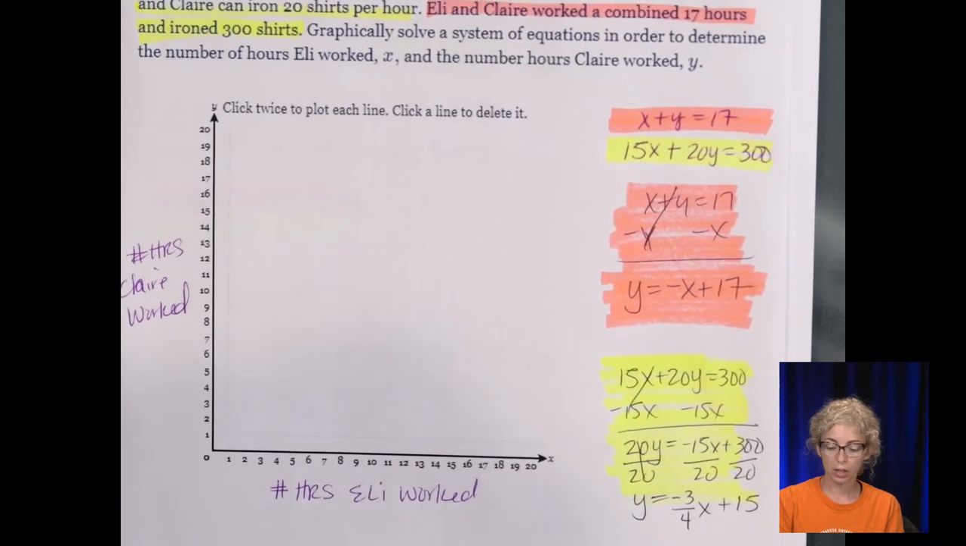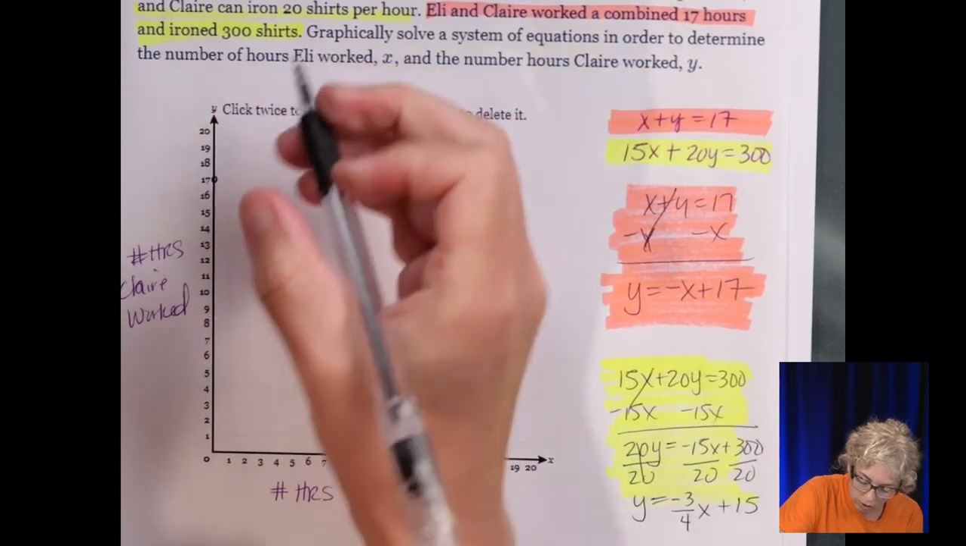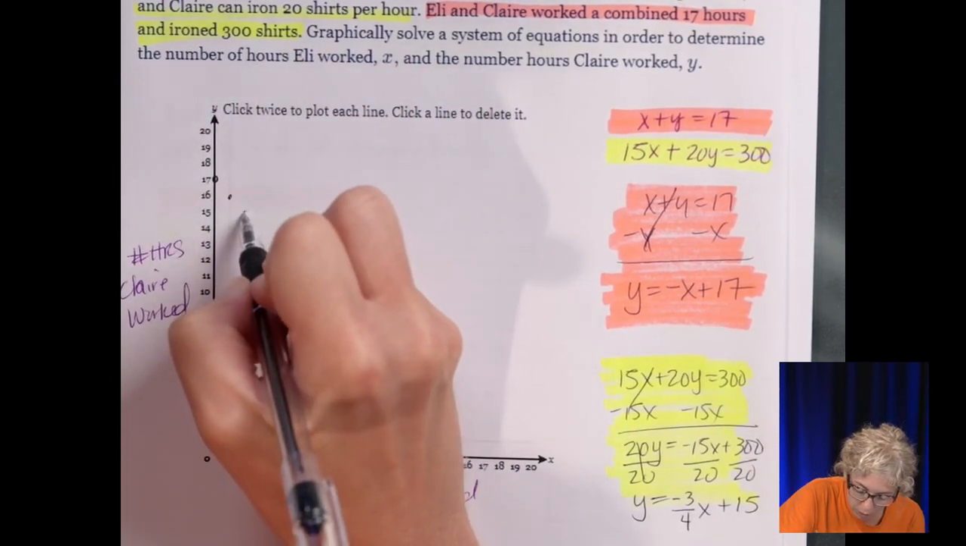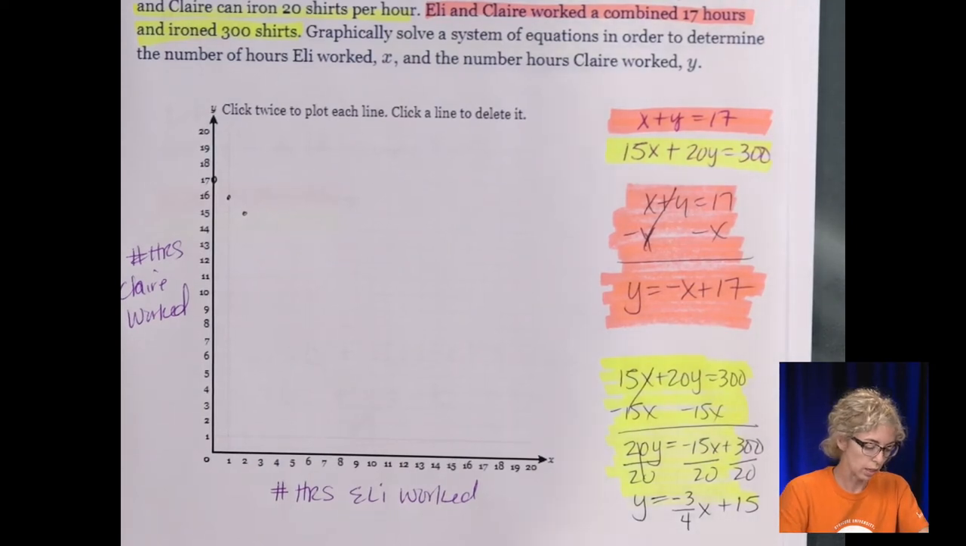So now we graph the two lines. So this one's going to start at 17, and it's going to go down 1 over 1, down 1 over 1. So let's grab the straight edge and draw the line.